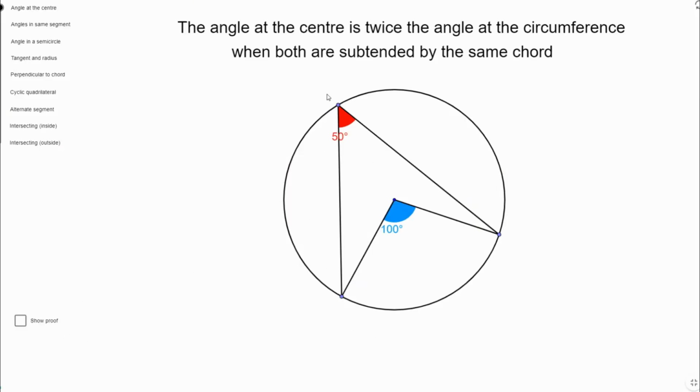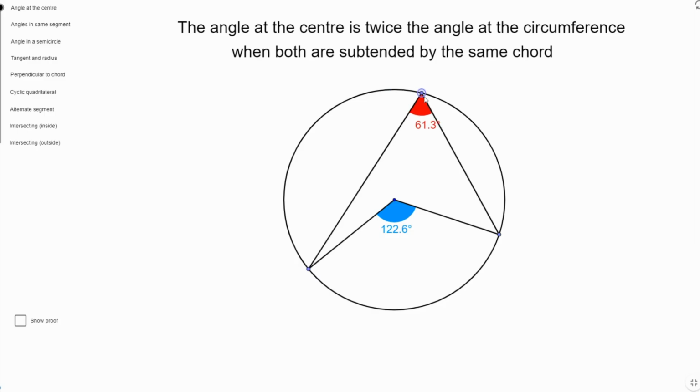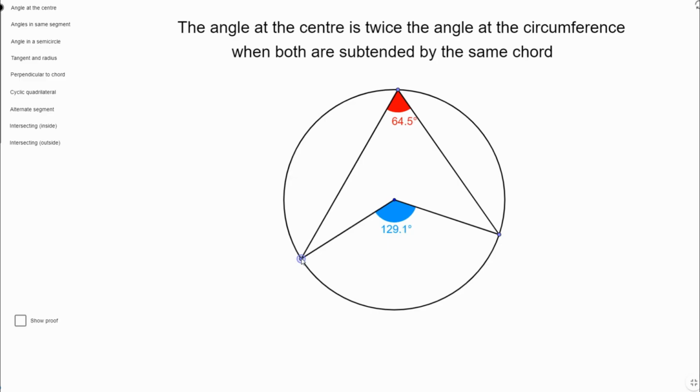So if you see, the angle at the center is 100 and the angle at the circumference is 50 from the same arc. If you draw a chord here joining these 2 points, we can say from the same chord. It is applicable for any shape, even if we change it. So if it is 130, it is going to be half of that. The angle at the center is going to be twice the angle at the circumference. The key point is that it is starting from the same chord or same arc.